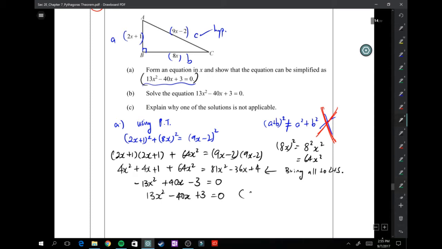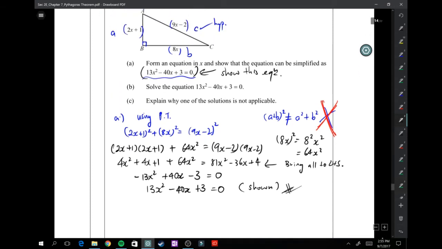And remember the bracket shown. So we have shown whatever they were asking for. The question is asking for us to show this equation, and we have shown. So remember, bracket shown, and this came by using only Pythagoras theorem.